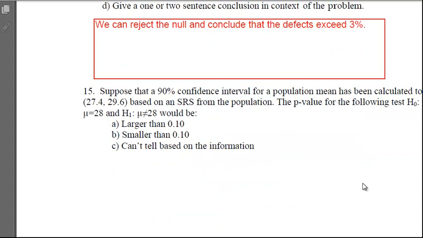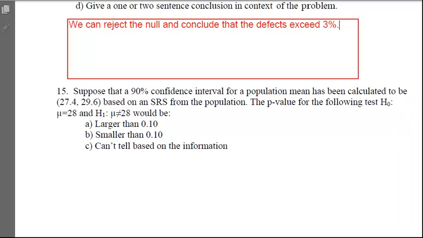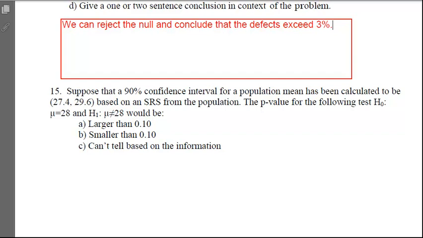Okay, let's do the last question. And this goes back to something I said earlier. Confidence intervals and hypothesis tests agree with each other as far as their conclusions. So you don't have a different conclusion or a conflicting conclusion for a confidence interval with a hypothesis test. They should be consistent. So it says, suppose that the 90% confidence interval for population mean has been calculated to be between 27.4 and 29.6 based on a SRS.